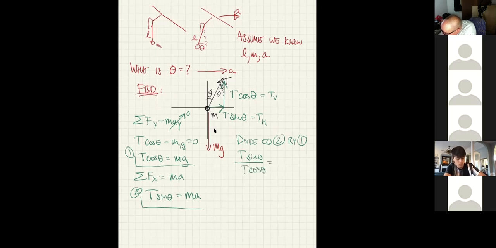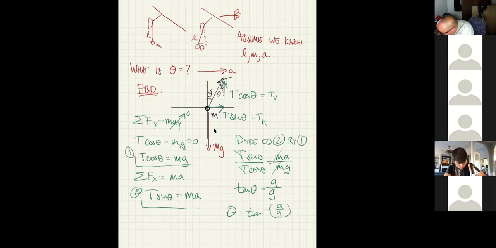to MA over MG, which is neat because the M's cancel out and the T's cancel out, and you get tangent theta is just equal to A over G. We want to know theta, so theta is equal to the tangent inverse of A over G.